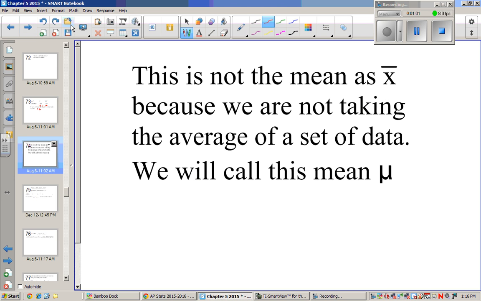Now, this is not a mean like an X bar, or X bar means the mean of a sample. We're not taking the average of a set of data. We call this mean mu. We look at this as either the population or the theoretical mean.